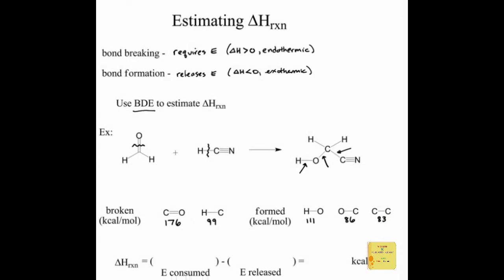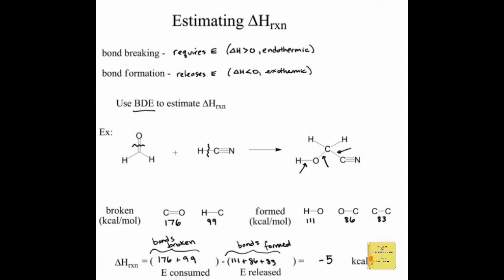Carbon-carbon bond is 83. And what we can do then is add up how much energy we had to put into the system to break those bonds. So we add 176 plus 99. That's the energy consumed from the bonds broken. And then we subtract from that the energy released from the bonds that are formed. These are the bonds formed. And when we do this math, we come up with an overall minus 5 kcal per mole as our overall estimated delta H.